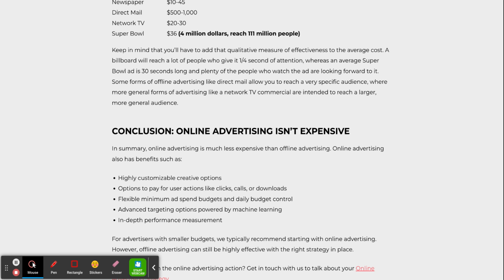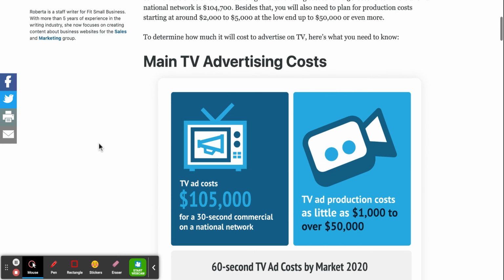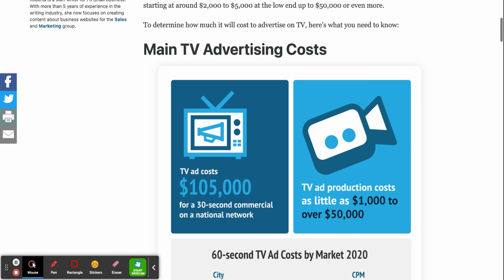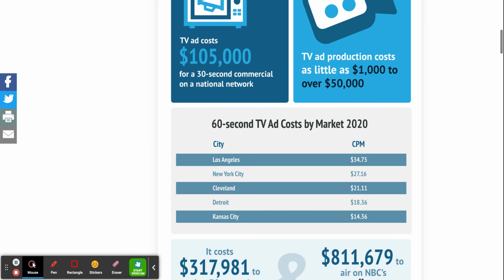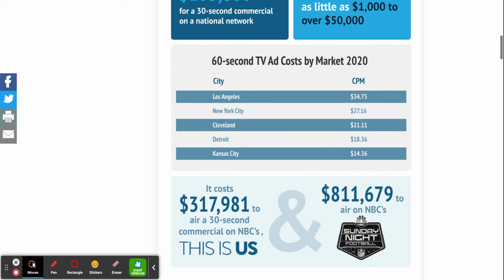All right. And then the other one we're going to look at here. With TV ads, a TV ad costs $105,000 for a 30-second commercial on a national network. So that's a lot of money to throw down. Whereas with social media, you can get by a lot cheaper. On top of that, you're looking at TV ad production, which can get really, really expensive. It also varies with where you're going to advertise. Los Angeles, New York City, bigger cities with large populations. You're going to be able to reach a lot of people, but it's going to cost more to advertise there.